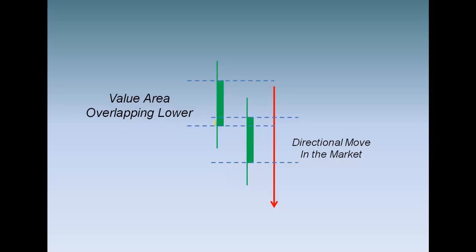Same thing with value area overlapping lower. Hopefully you're beginning to get the idea. Here's prior, here's the current, and once again, it is lower, but there is a little bit of area that overlaps, and so that tells us that in reality, the directional move in the market is not quite as strong as, of course, if the two value areas were both apart and one was significantly lower than the other.